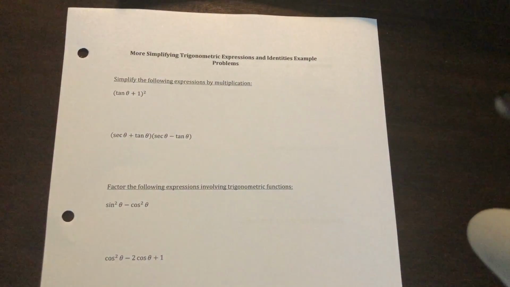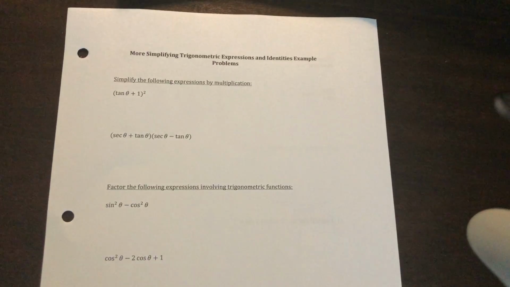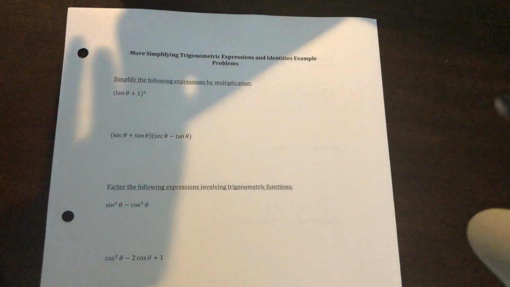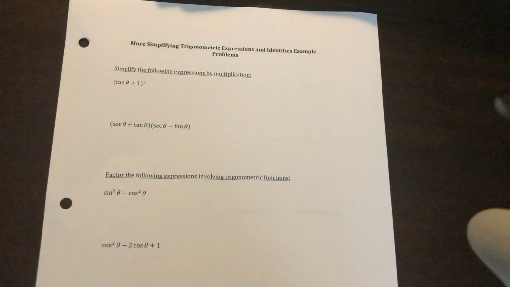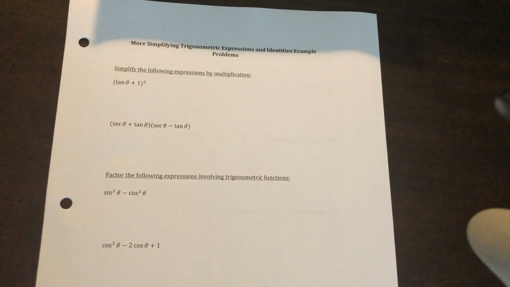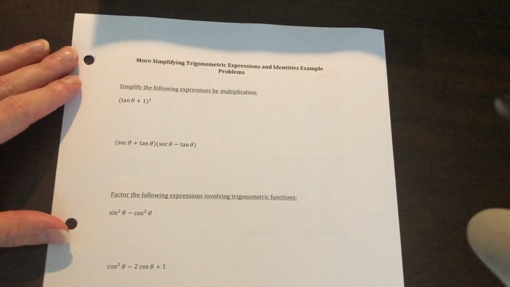Okay, so we're going to continue our study of simplifying trig expressions and identities. This will be our second set of example problems dealing with this. You will need your identity sheet for your reference. The first section says we're going to simplify the following expressions by multiplication.